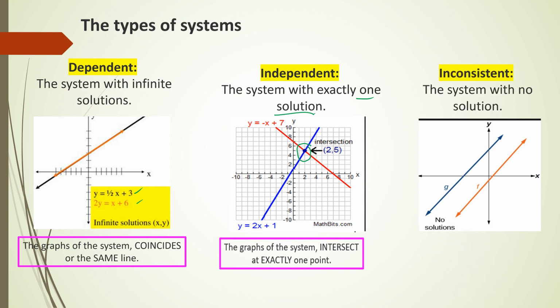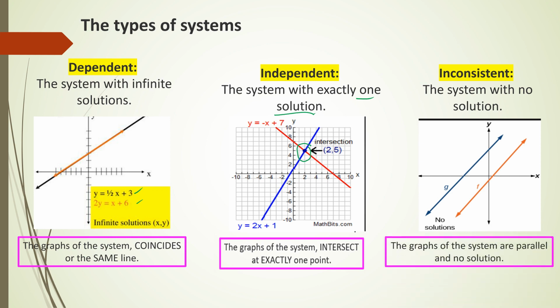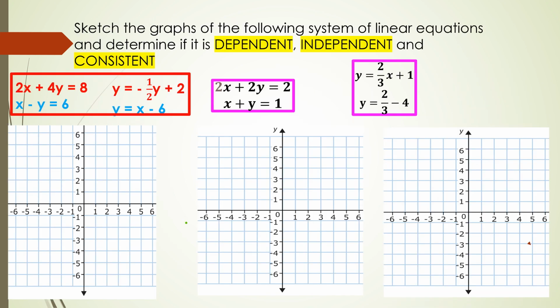And the third one is the inconsistent system. The inconsistent system has no solution because they never meet each other, they never intersect. So if this is the case, then the two graphs are parallel. So if they are parallel, then there's no solution. So let's proceed to the sketching of the following systems.